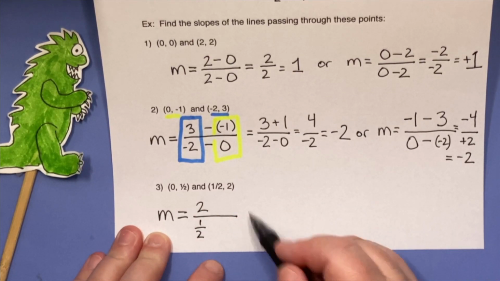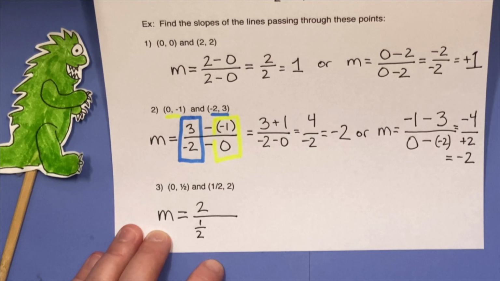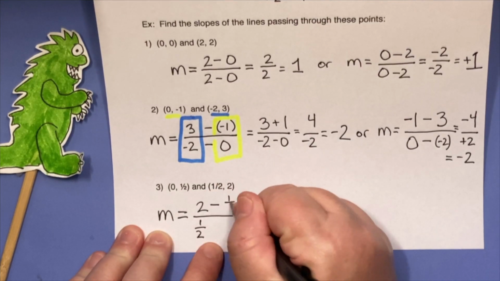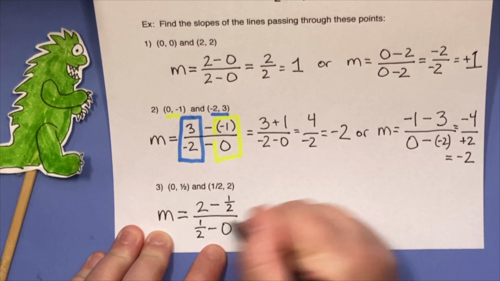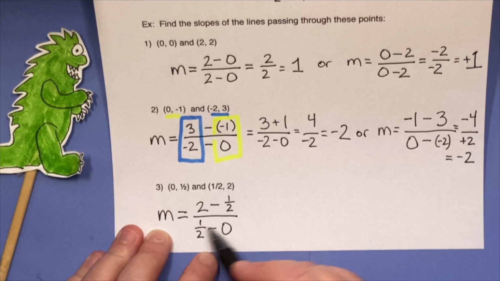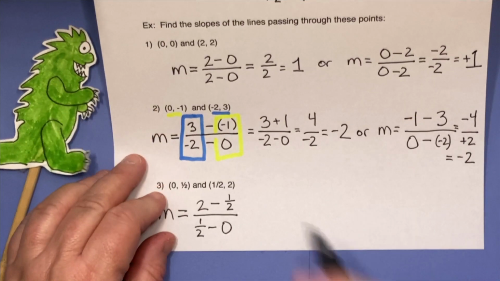And yes, it's weird looking to have halves inside a bigger fraction, but I'll show you what to do if you don't quite remember. And then I'm going to subtract 1/2 on top and 0 in the denominator. And I'm very excited about 0 because 1/2 minus 0 is just 1/2. I don't have to do any hard work here.